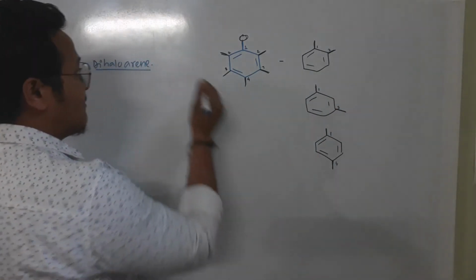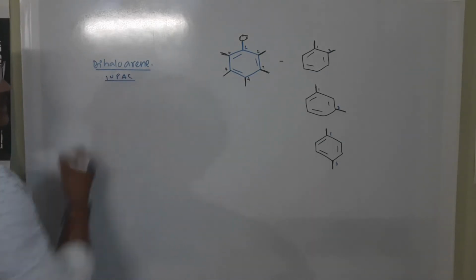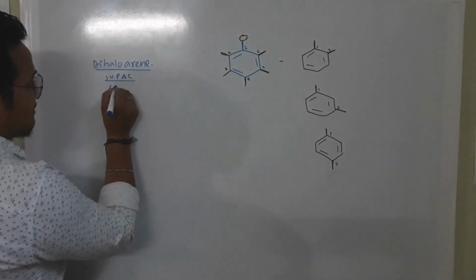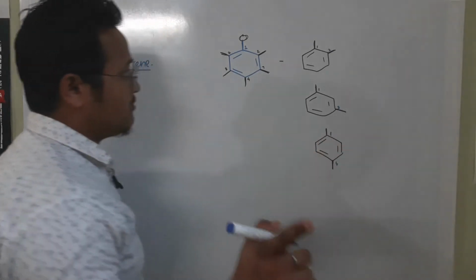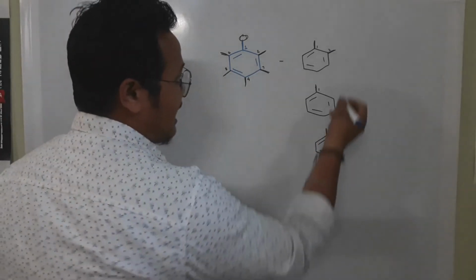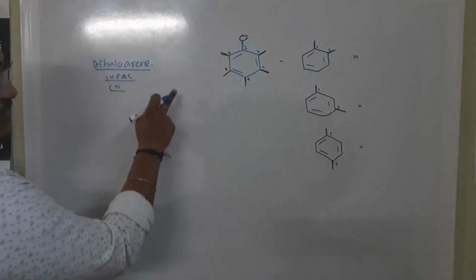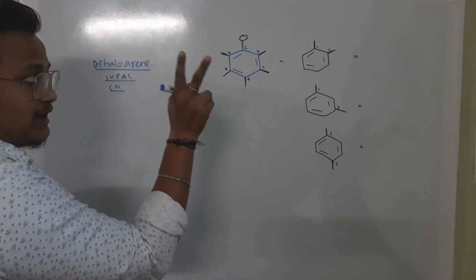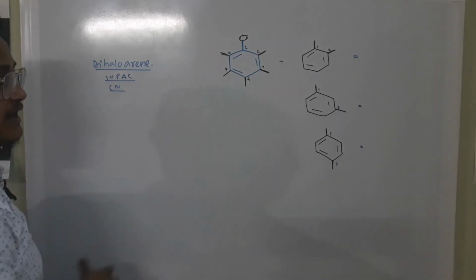Here I am talking about the IUPAC name of this. Clear? IUPAC as well as common names will be included, but different terms will be used. Clear, guys? Now let's have a look here. These are the 3 different types of dihaloarene, where the 2 halogens can be in different positions. So with respect to that, how do we have to name them? Let's have a look.